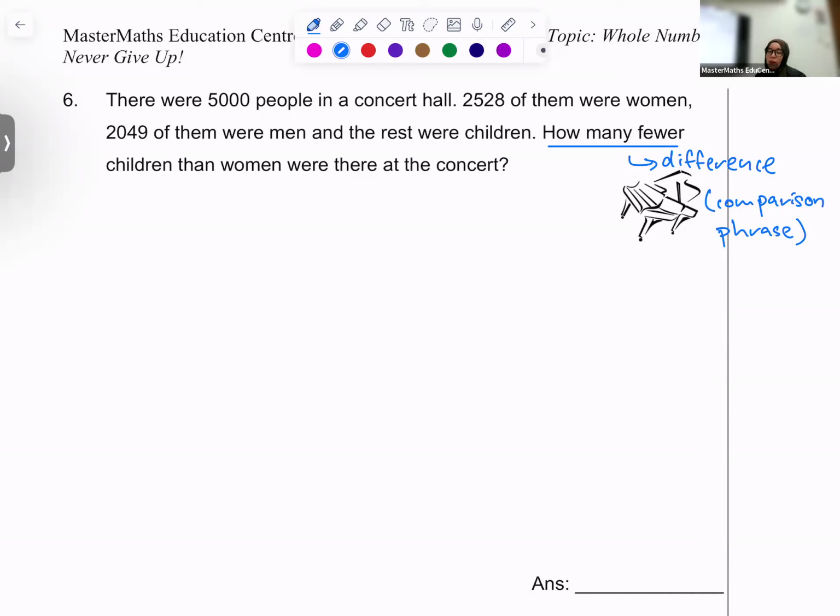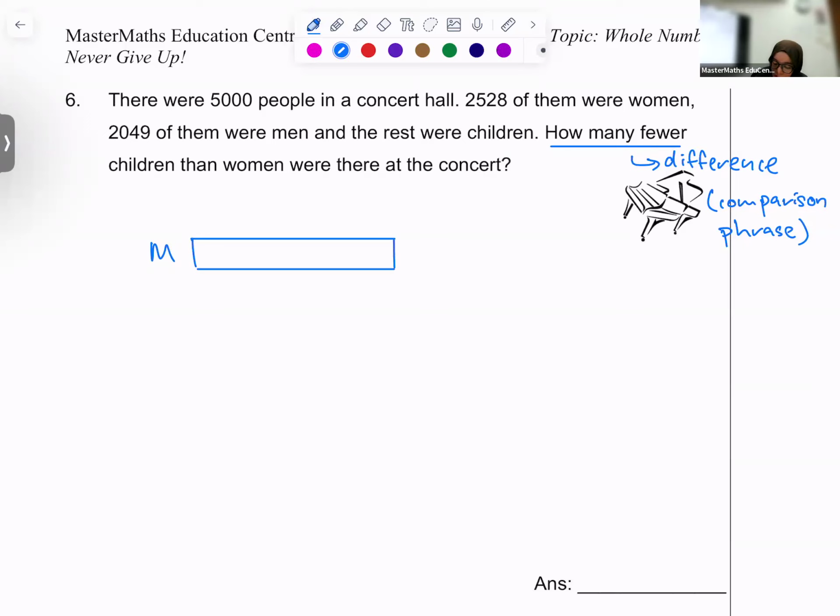So, how many rectangles should we draw all together? 2, is it 2 only? 3, right? We have women, children, and men. So, let's draw the men first. How many men are there, guys? 2, 0, 4, 9. Very good. So we can draw an arrow from here to here. We can write down that this is 2049, like this.